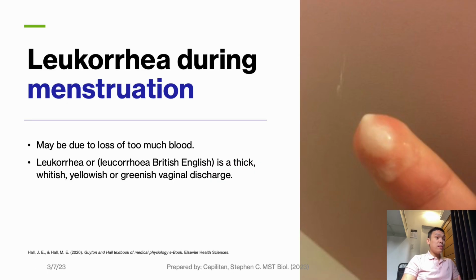There is what we call leukorrhea during menstruation. This may be due to the loss of too much blood. Leukorrhea is a thick, whitish, yellowish, or greenish vaginal discharge.